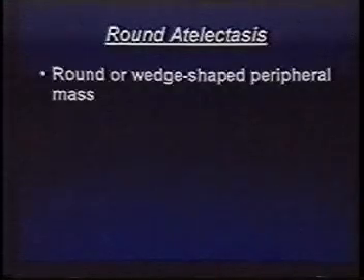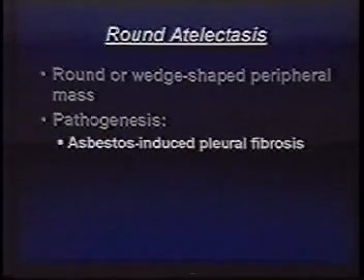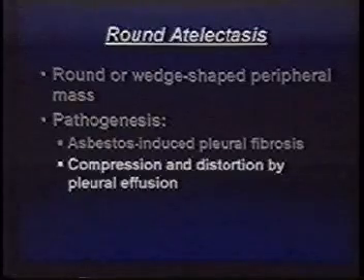Round atelectasis are round or wedge-shaped peripheral masses which arise from asbestos-induced pleural fibrosis or result from compression and distortion by a pre-existing pleural effusion.